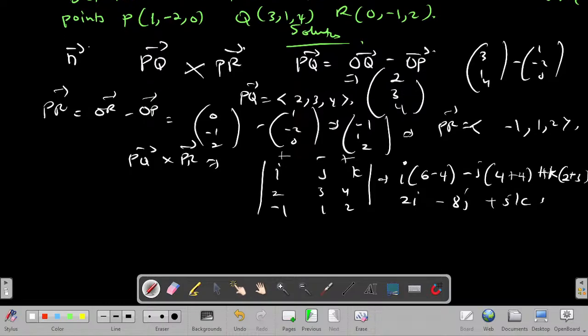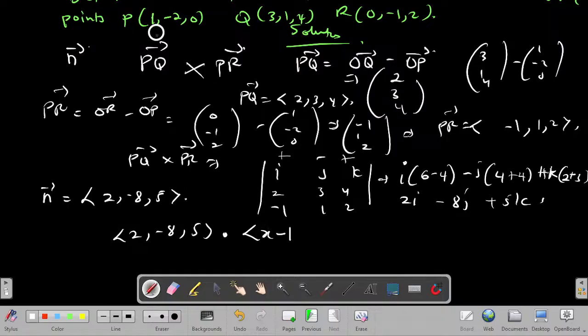So this is now our direction number. Our n will then simply be equal to, just take the coefficients, 2, negative 8, 5. As simple as that. Once we have our n, we take any of the points. Let's take P, as simple as that. So I'm going to have my n, 2, negative 8, 5, dotted with x minus x naught, where x naught is my P, so 1, comma y minus y naught, but my y naught is negative 2, so y plus 2, comma z, where z naught is 0, equal to 0.